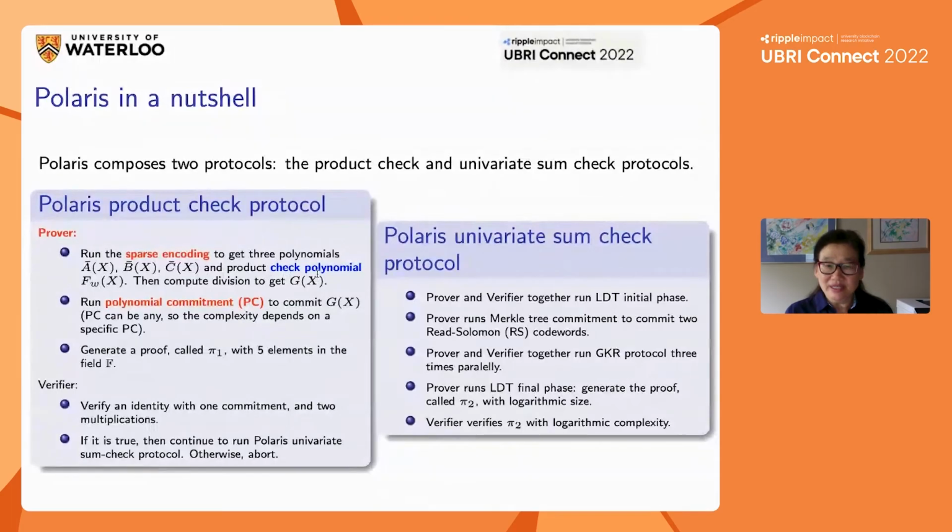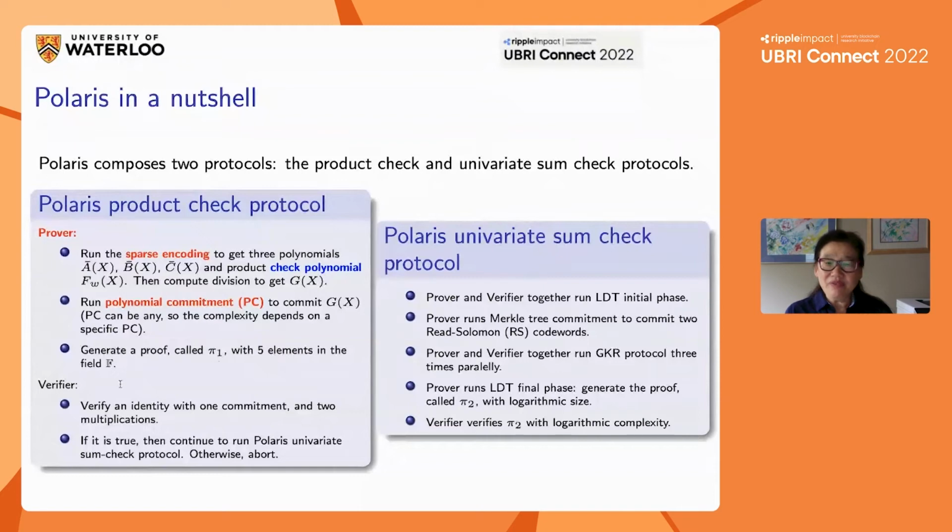By division, get the fifth polynomial. Then we run the polynomial commitment scheme to commit g(x). So this is where a set of the Polaris can come from, by using different polynomial commitment schemes. So finally, we have part of the proof we call pi1, which only has 5 elements in the field.